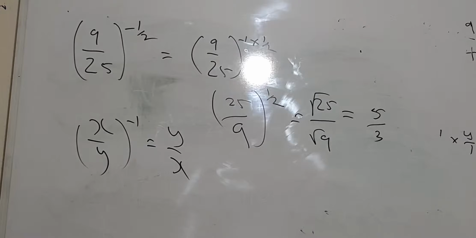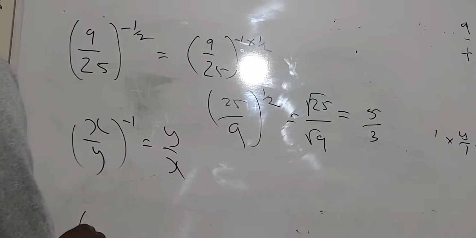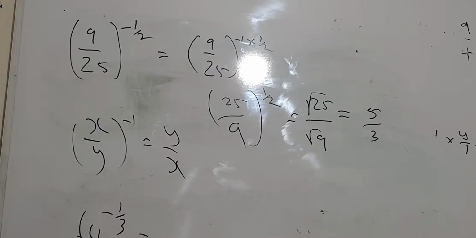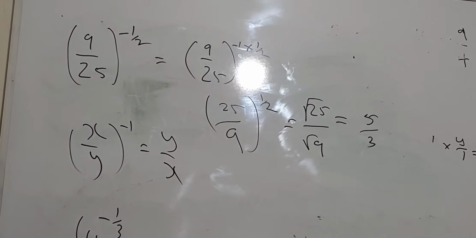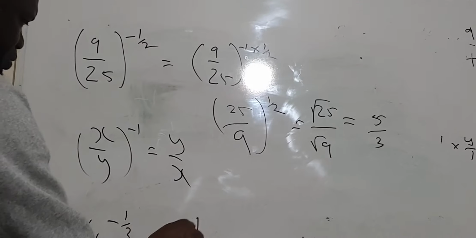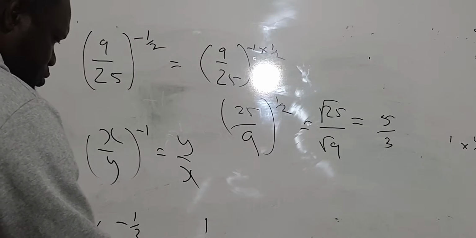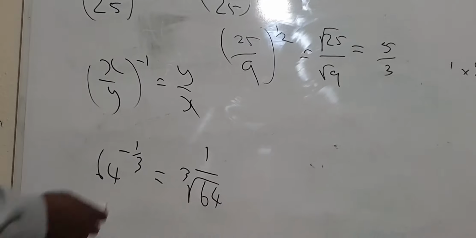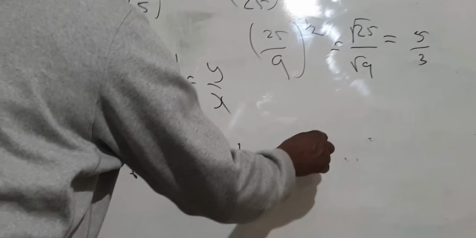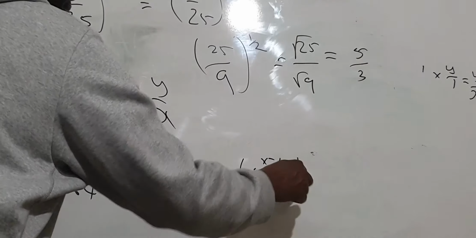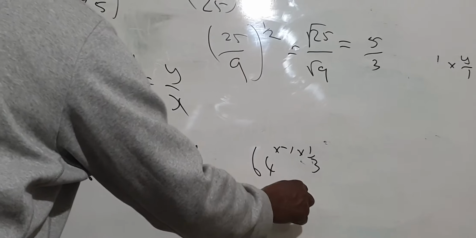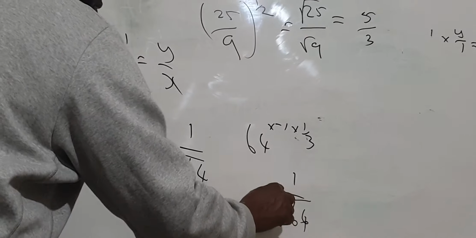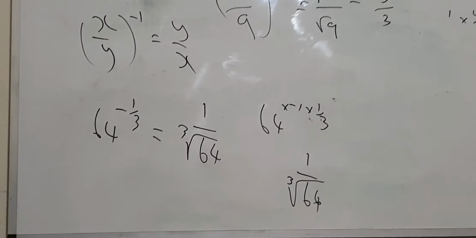These are the real examples. Folks, quickly, another one is a power 1 over 3. What does that mean for you? Power 1 over 3 means cube root. Minus means 1 over. So 1 over 64, so cube root of 64. Or if you want, you analyze this as 64 to the power minus 1 times 1 over 3. Minus 1 means 1 over 64. 1 over 3 means cube root of 64.